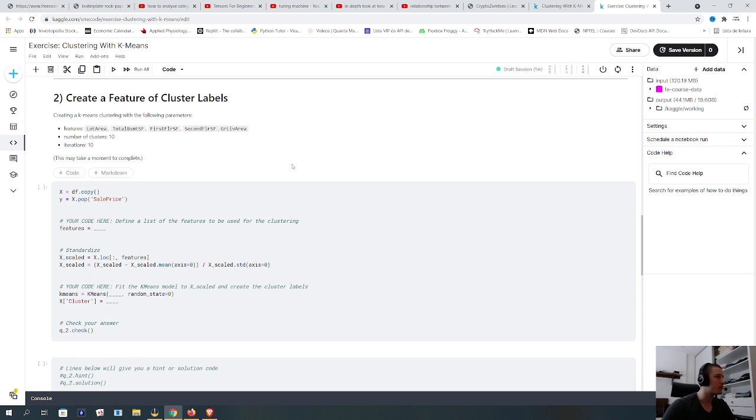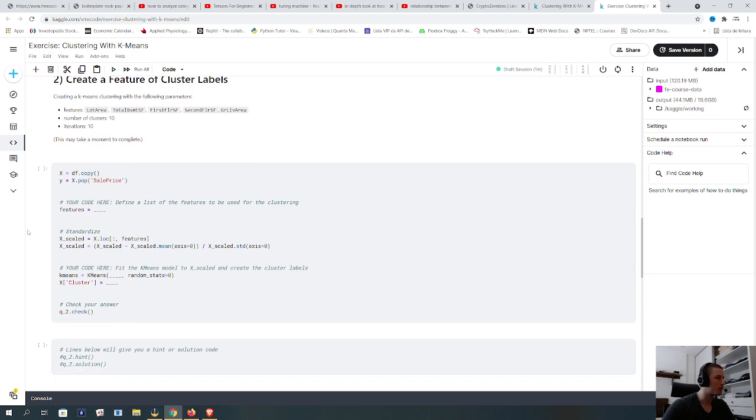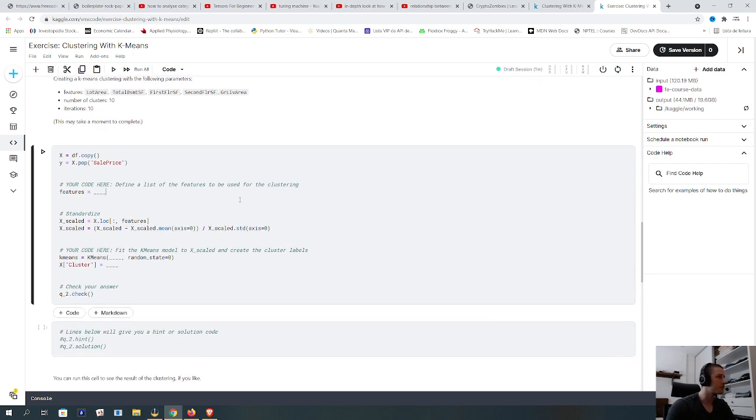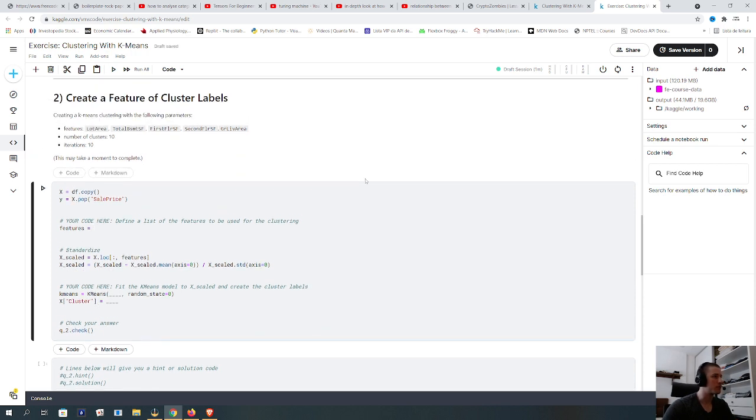Create a feature of cluster labels. Create k-means clustering with the following parameters: features, number of clusters, iterations done. This may take a moment to complete. Find a list of the features to be used for clustering. So X. Hopefully this time doing it like this will work. Just getting the columns that I want to apply the thing to.